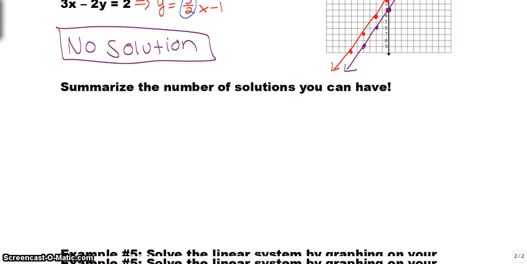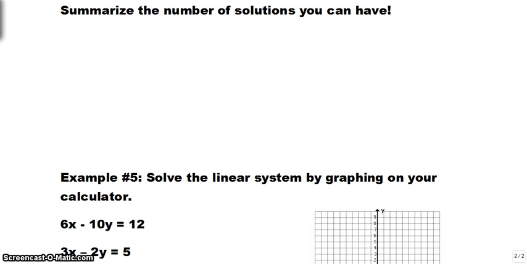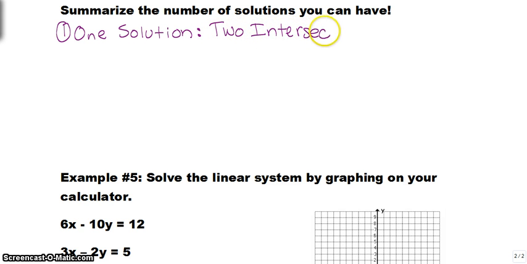So to sum up what we've talked about, there's 3 different types of solutions you can have. So what we got in our first example was one solution. And that means you have 2 intersecting lines. If I sketch a picture of that, if I have my coordinate plane, I have 2 lines that look something like this. They're crossing at one point, and that would be the solution.